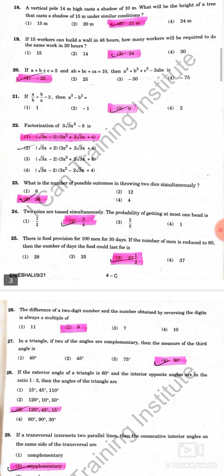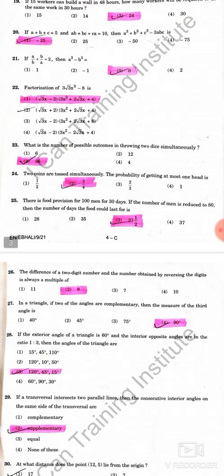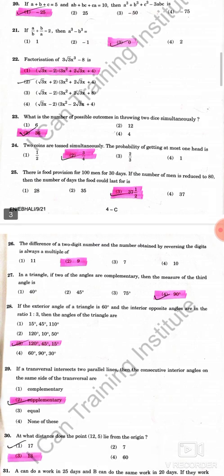Question number 23. What is the number of possible outcomes in throwing two dice simultaneously? And the answer is option number 3. Question number 24. Two coins are tossed simultaneously. The probability of getting at most one head is, and the answer is option number 2.